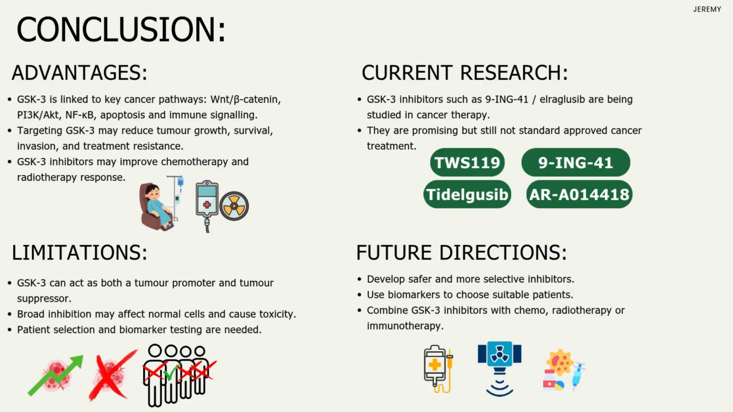When it comes to the limitations, because GSK3 can act as both tumor promoter and tumor suppressor, it is best to understand which type of cancer the patient has before we target GSK3. So patient selection and biomarker testing is very important. Finally, when it comes to future directions, currently they are trying to develop safer and more selective inhibitors. So they will use biomarkers to choose suitable patients first. Then only they combine GSK3 inhibitors with chemo, radio, or immunotherapy for better performance and better chances of recovery.